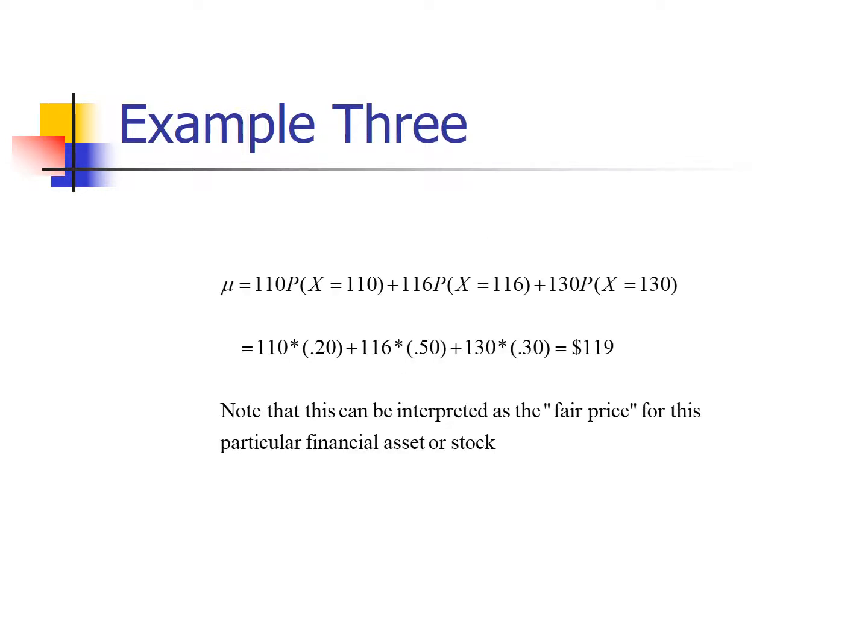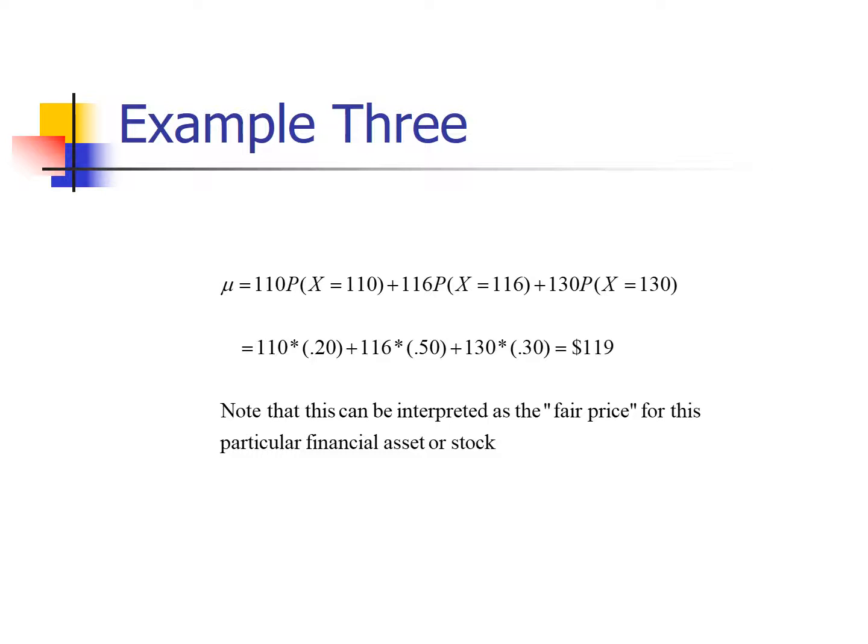Last example. So here the mean is $110 times the probability the stock's worth $110, plus 116 times the probability the stock's worth 116, plus 130 times the probability the stock's worth 130. If I do all those calculations, I get $119. So this can be interpreted as the fair price for this particular financial asset or stock. This is one of the primary ways in mathematical finance of pricing stocks.